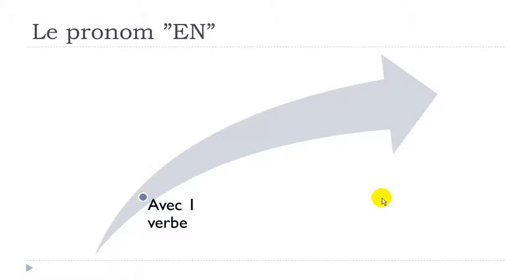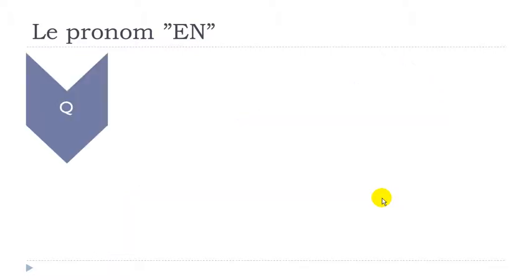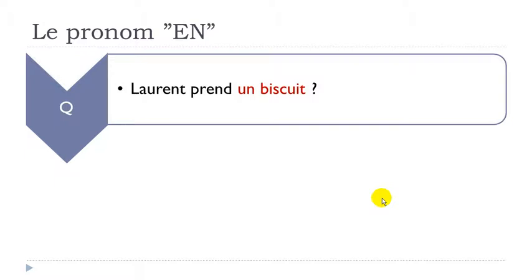All right? And now, let's see how it goes when you construct it with one verb, avec un verbe, with two verbs, avec deux verbes. And then if you construct it with one verb composed, like for the passé composé, for instance. So let's see now, avec un verbe, with one verb. So you've got a question. Laurent prend un biscuit.